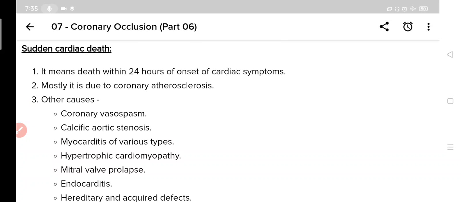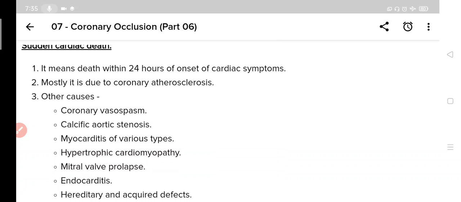Now come to the last effect of myocardial ischemia, that is sudden cardiac death. So what is sudden cardiac death? It means death within 24 hours of onset of cardiac symptoms. If a patient dies within 24 hours after his symptoms related to the heart start, then it is called sudden cardiac death. And most commonly it is due to coronary atherosclerosis.